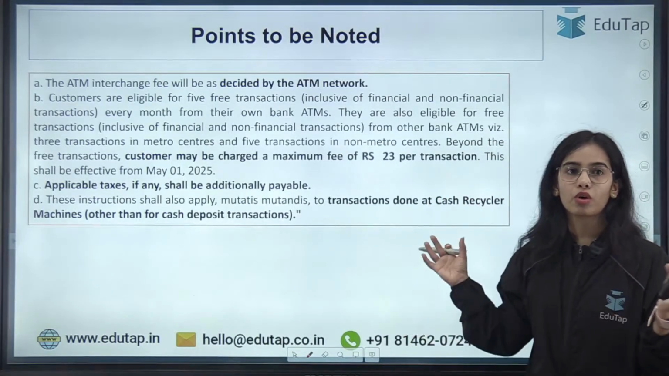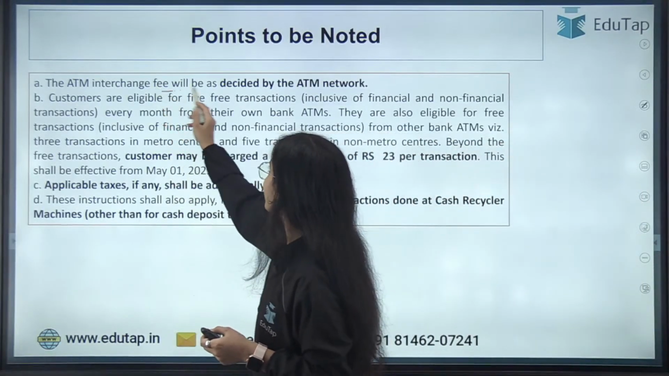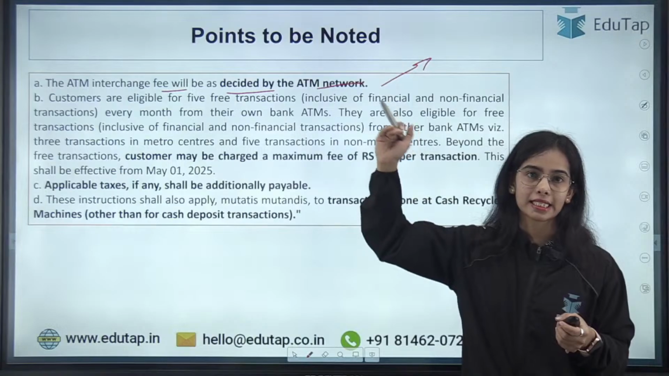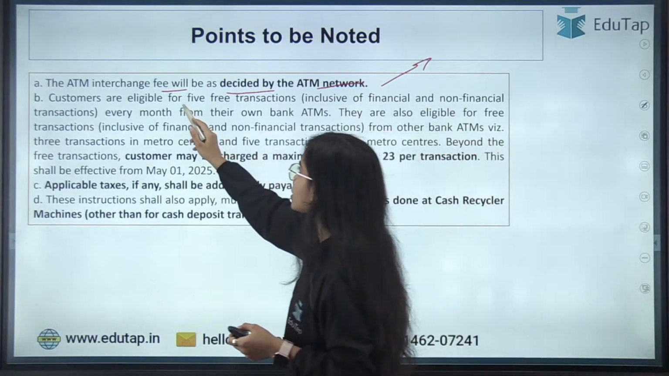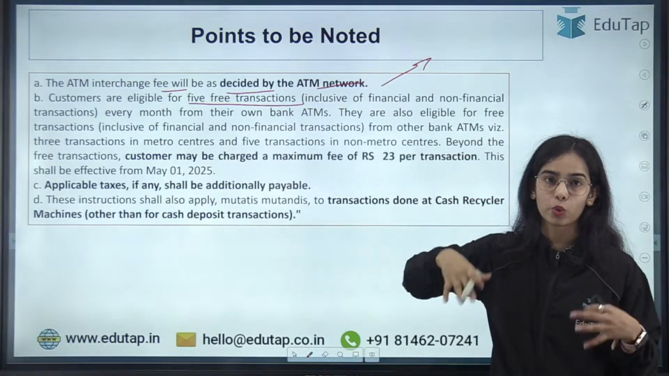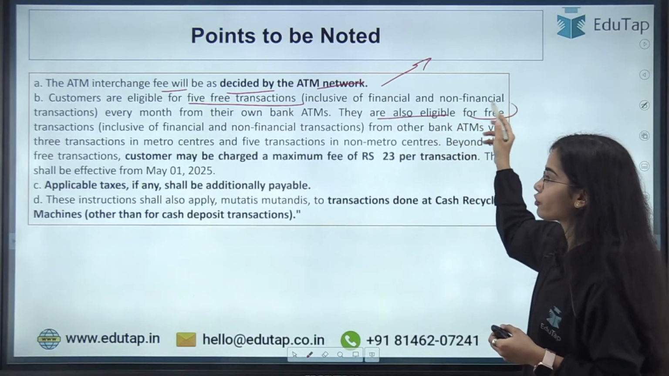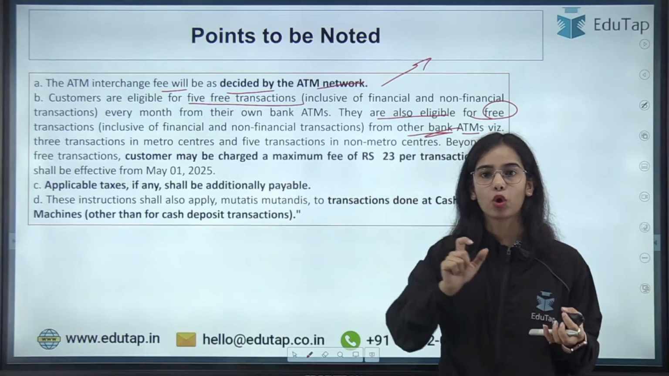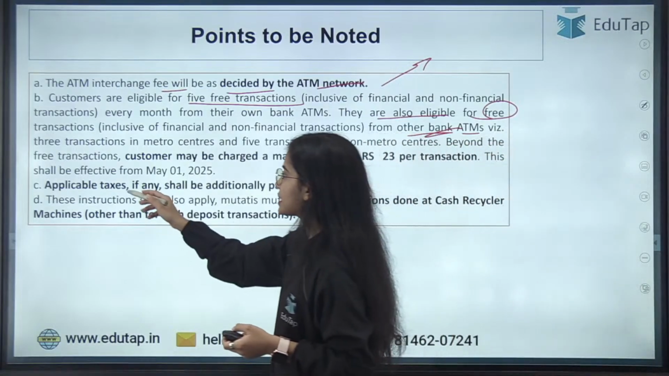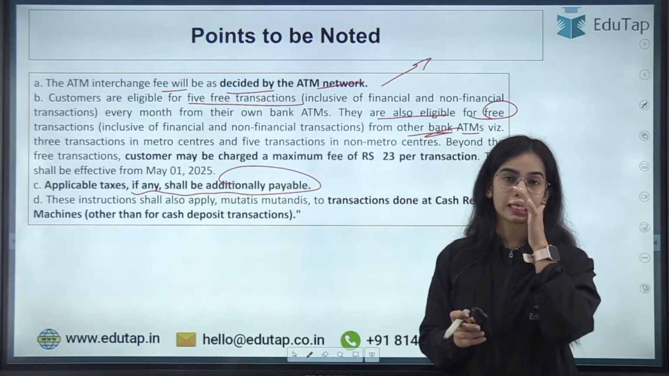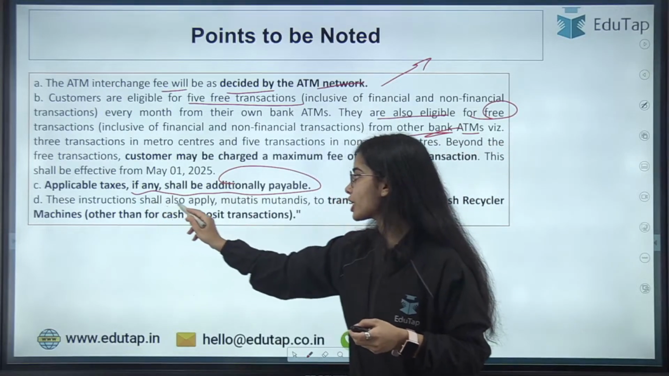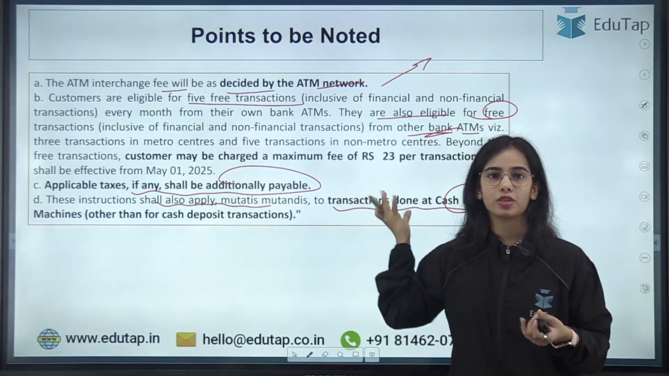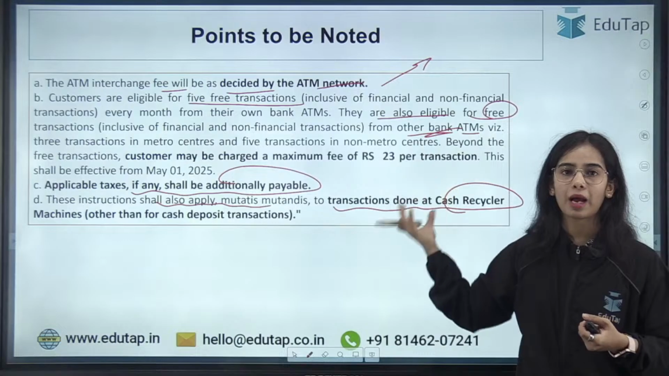So now, points to be noted, or let's summarize the previous news. The ATM interchange fee will be as decided by the ATM network. So for the NFS network, the NPCI has decided the interchange fee. Customers are eligible for 5 free transactions every month from their own bank ATMs. They are also eligible for free transactions from other bank ATMs, up to 3 in the metro cities, up to 5 in the non-metro cities. Okay. Applicable taxes, if any, shall be additionally payable, like the GST, and these instructions shall also apply to transactions done at cash recycler machines other than the deposits. Only the withdrawals, for these the limits will be applicable.